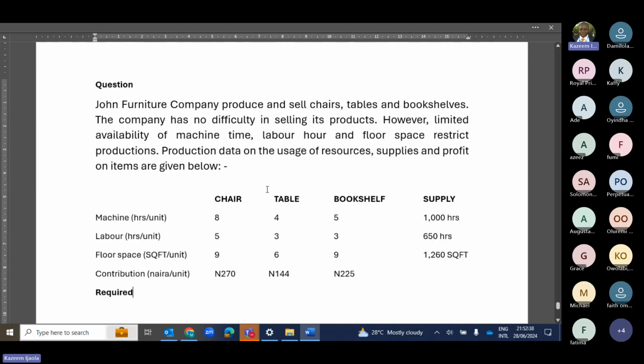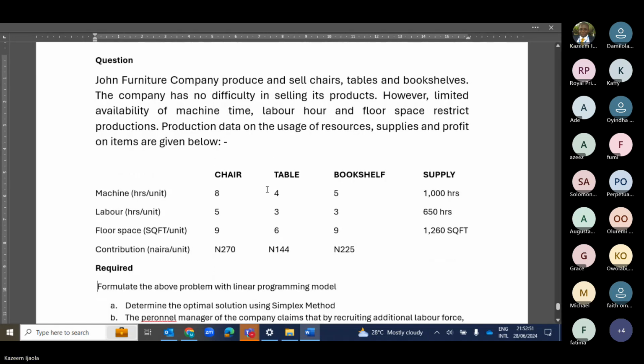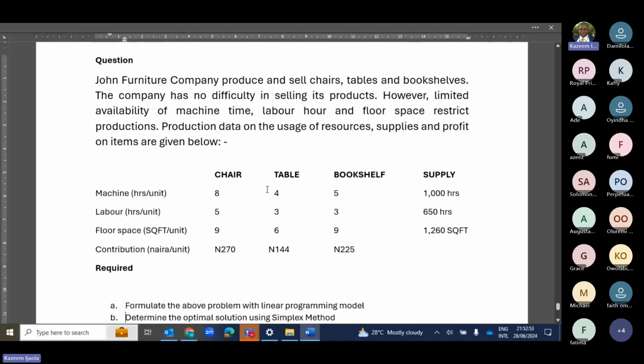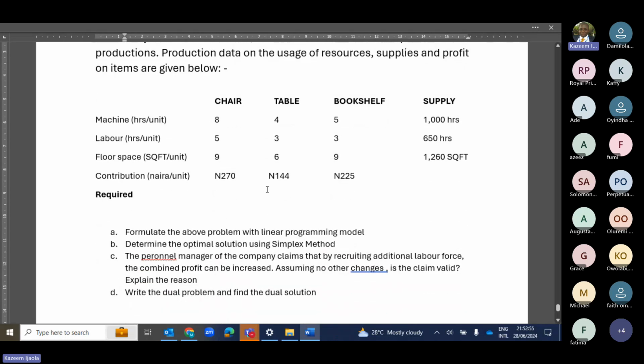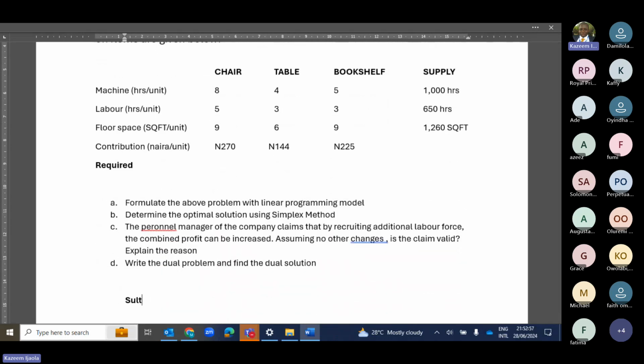So we have the machine hour, labor hour, and floor space as the constraints. The contribution is also given. Required: formulate the above with linear programming. This one is a bonus for everybody. You should know how to formulate, right? Very simple. A, formulate the linear programming problem.